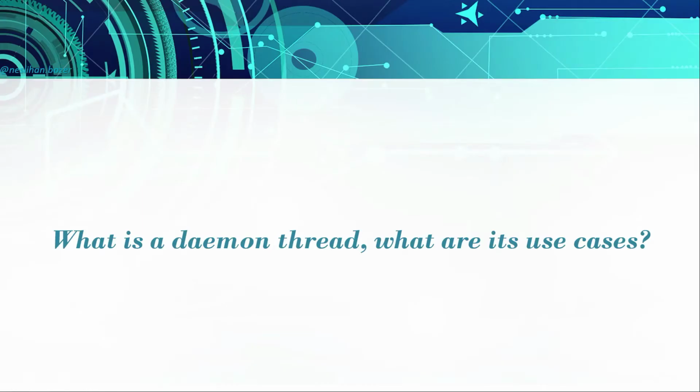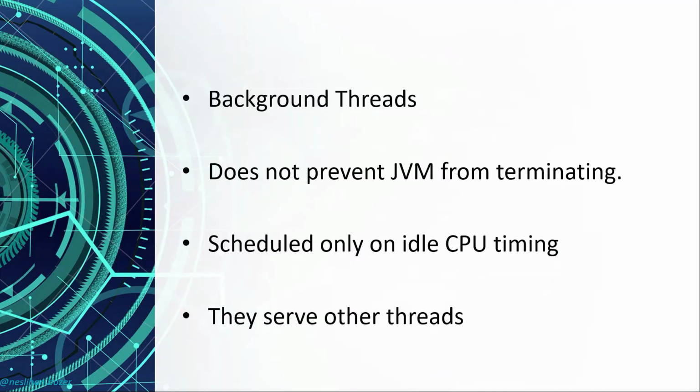What is a daemon thread and what are its use cases? They are background threads. They don't prevent JVM from terminating. They are scheduled only on idle CPU timing and they serve other threads. A daemon thread runs in the background and it doesn't prevent JVM from being shut down.